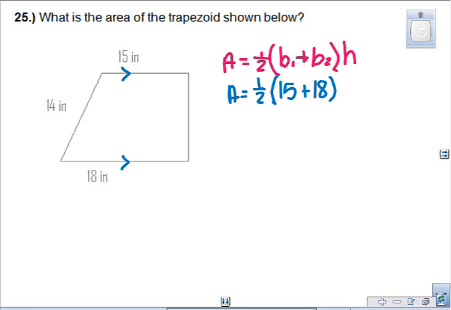Height, remember, creates a 90-degree angle with the base. That side that says 14 is not the height. That is not a 90-degree angle. So we have to drop the height down, and we have to find that length.